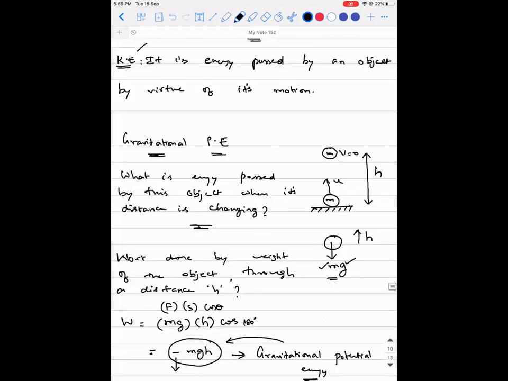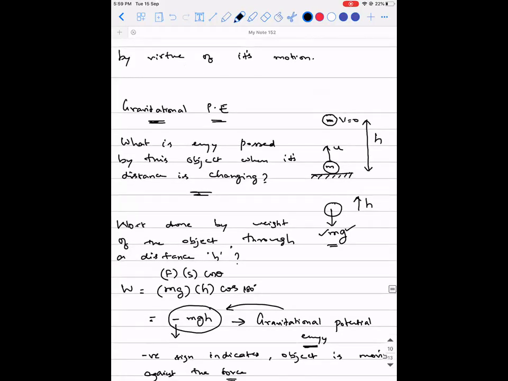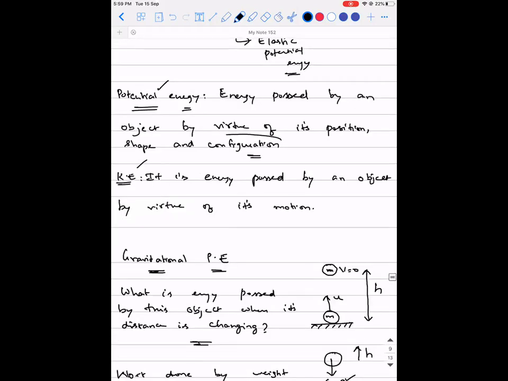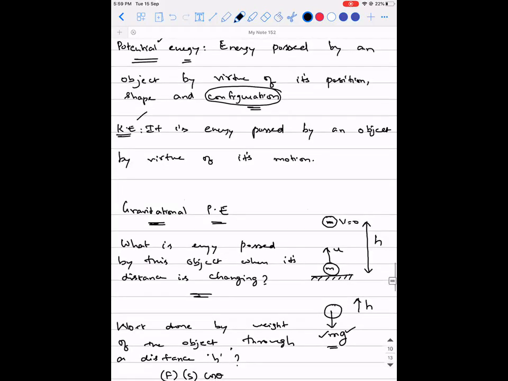Yeah, please. Sir, what does configuration mean in potential energy? Configuration, yes, so these are the questions you need to ask. What do you mean by configuration? See, I'll take a simple example. We know that every object in this world is made up of atoms, right?